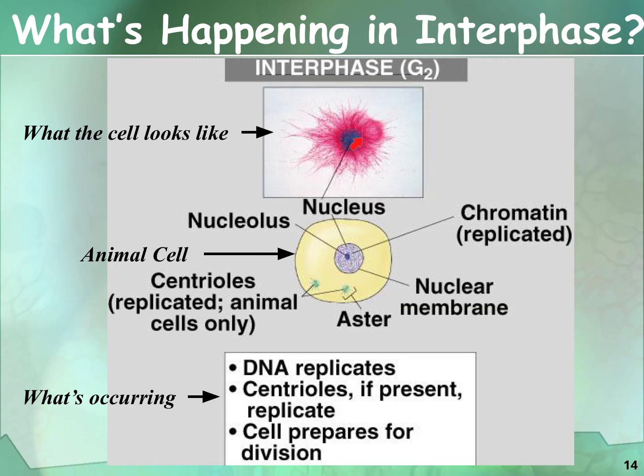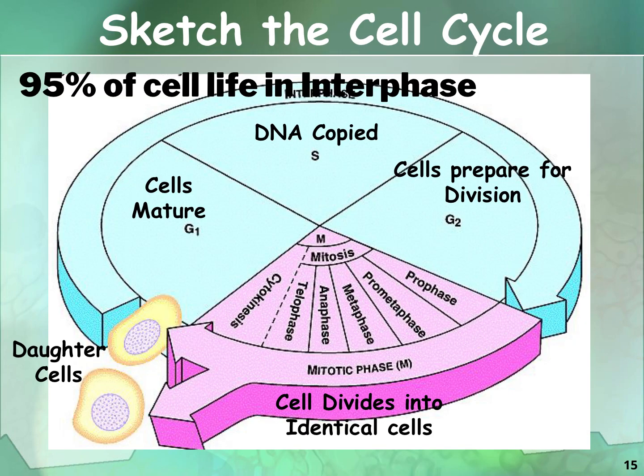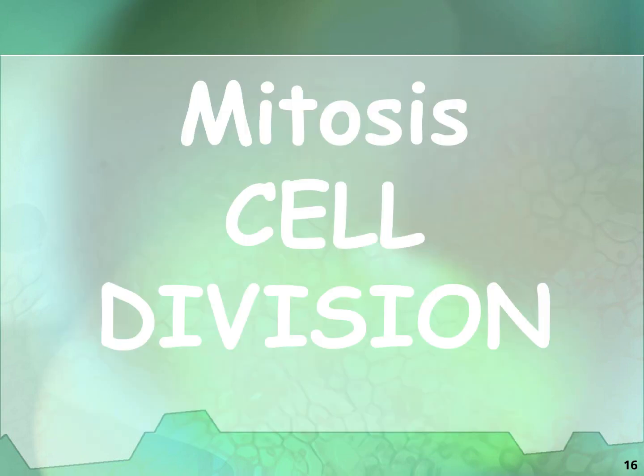This is what a cell looks like in interphase. We can see the nucleus is still very well defined, and we really can't see individual chromosomes. Most of the cell's life is spent in interphase. So when we look at cells under a microscope, most of them are going to be in interphase. The process of cell division is called mitosis.